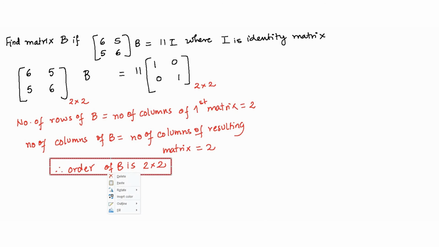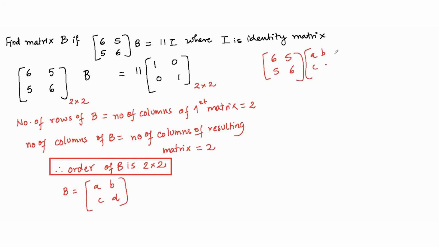Basically, this means that now I can write the matrix B. So matrix B is A, B, C, D, right? And therefore, I can start the multiplication. So multiplication is 6, 5, 5, 6 times B is A, B, C, D is equal to, now 11 times identity matrix will be 11, 0, 0, 11. And now let me perform the multiplication. So first row, first column. Of course, the resulting matrix is a 2 by 2 matrix. So we know that.